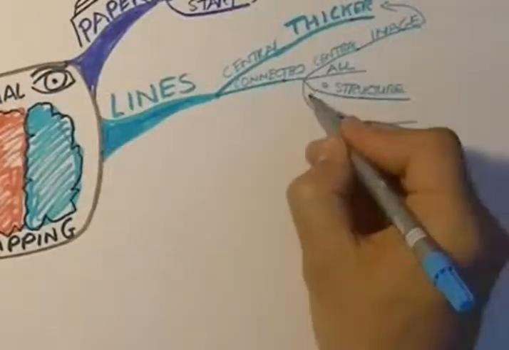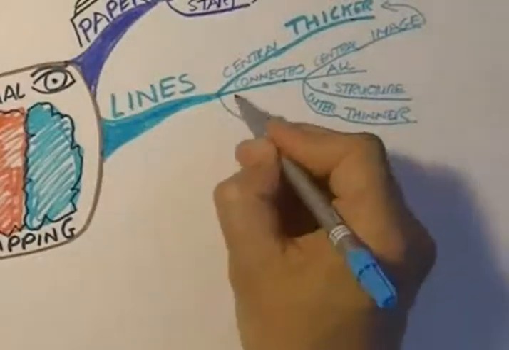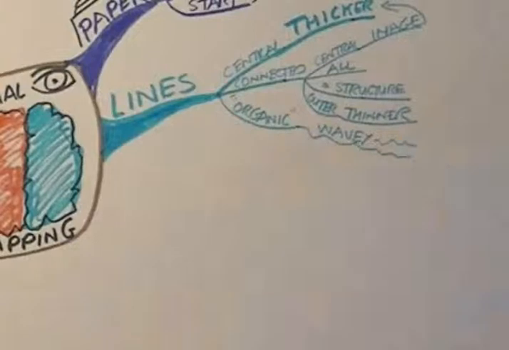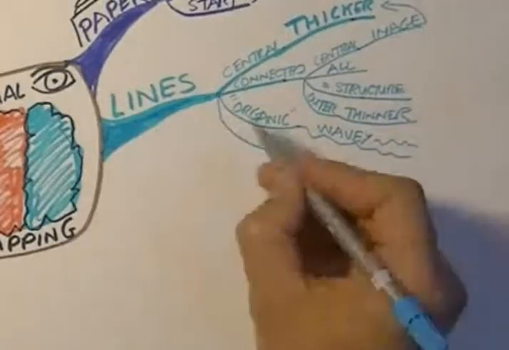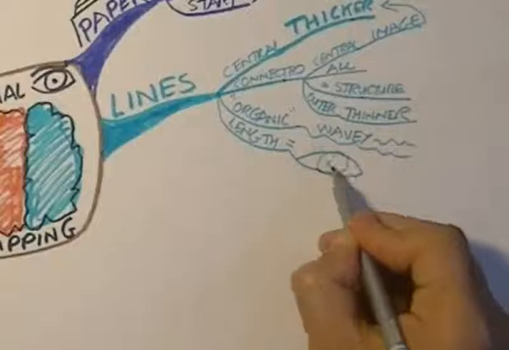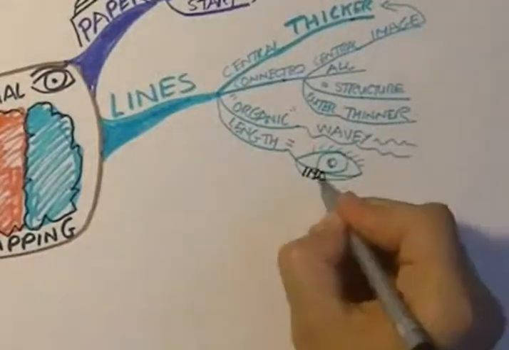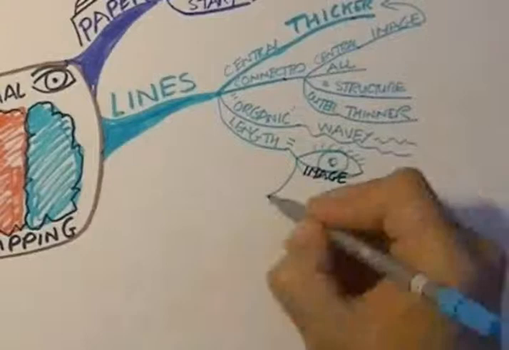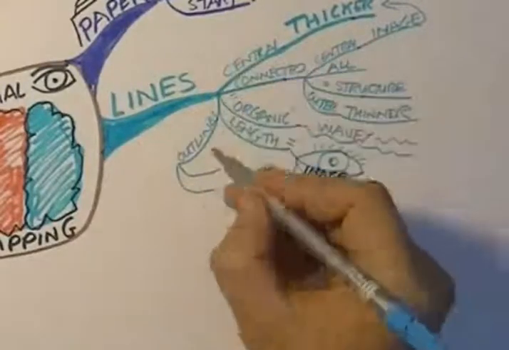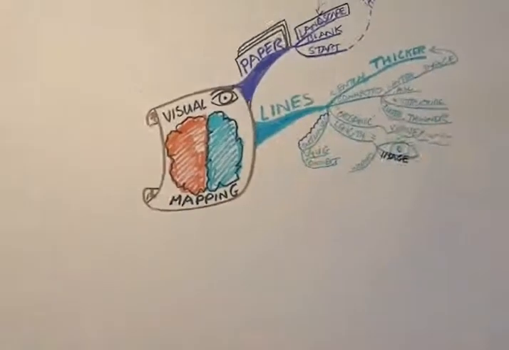thinner. It's really important to make sure the lines are wavy and organic so they become really distinctive and stand out. When you're creating a visual map, it's also essential to consider the length of the lines in relation to an image and a word, and make sure the image or word fits the length of the line. Also think about outlines. Outlines can help hug and connect information to a line.